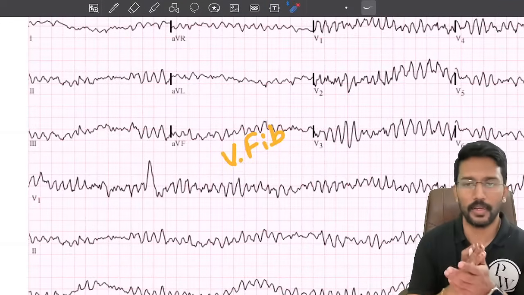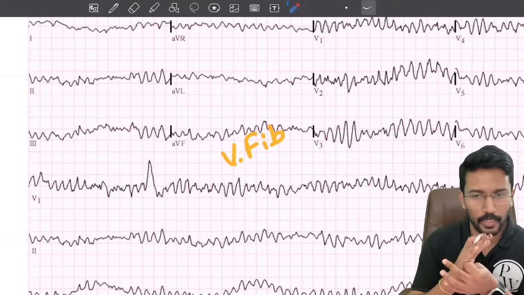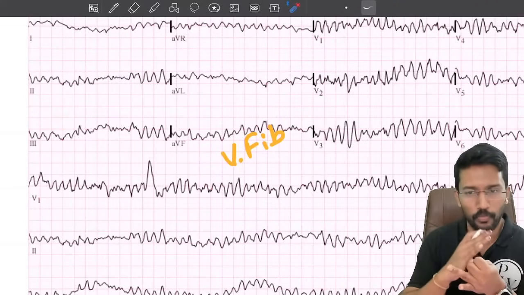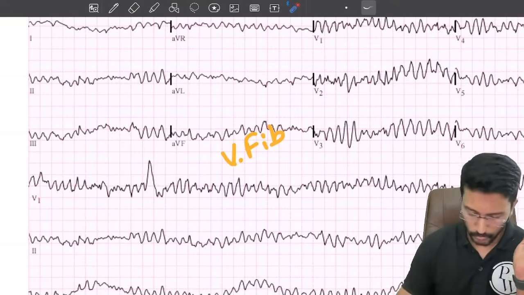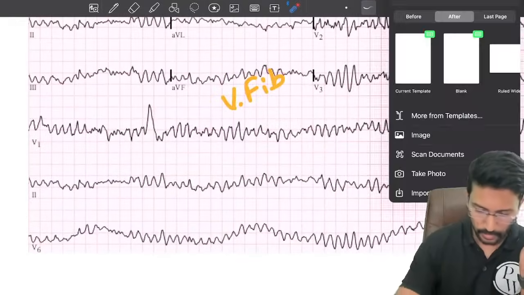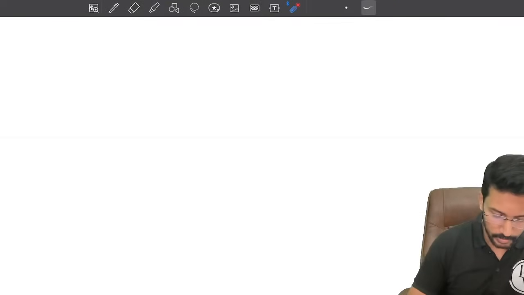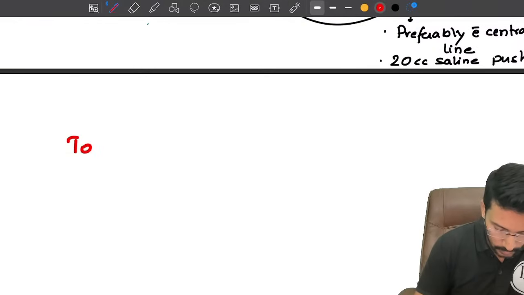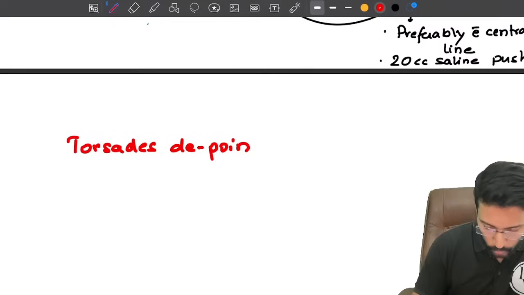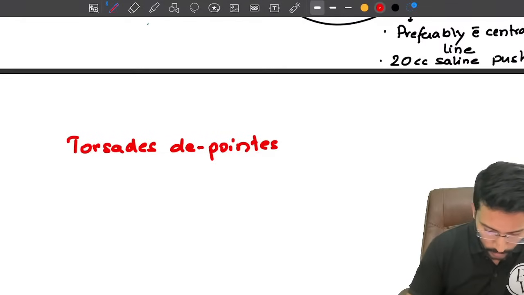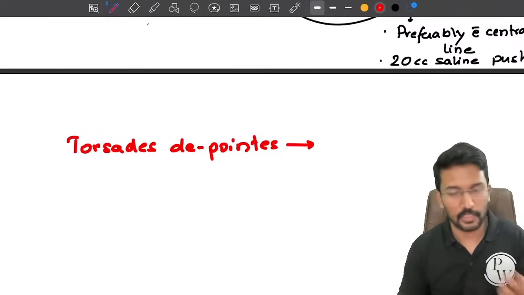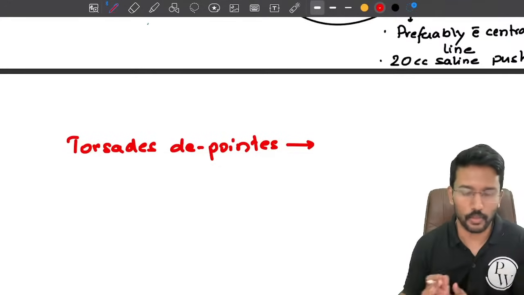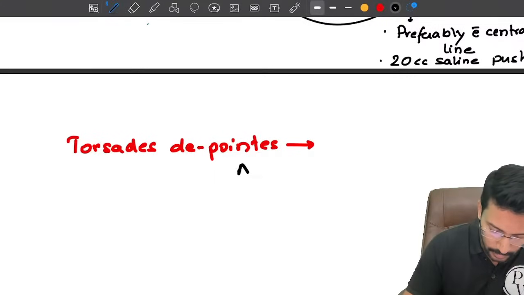Clear? So you should be able to identify SVT, atrial fibrillation, VT, monomorphic as well as polymorphic, and VFib. Okay. Now one last point about the ECGs. I told you to remember something called Torsades de Pointes, right? I am emphasizing this because I saw a question in the recently concluded INI CET, so this might spill over to the FMGE also. Now what is Torsades de Pointes? It is a type of polymorphic VT.